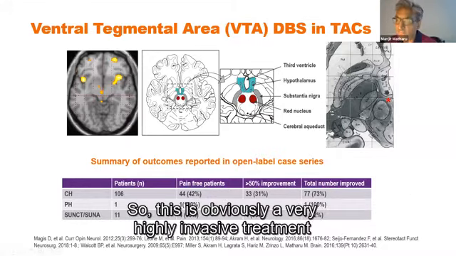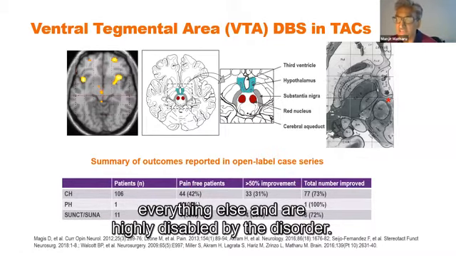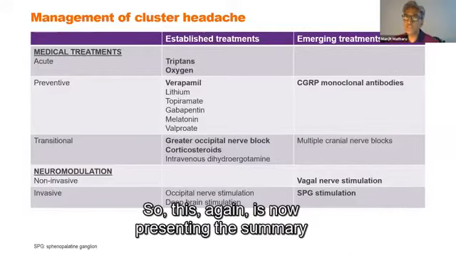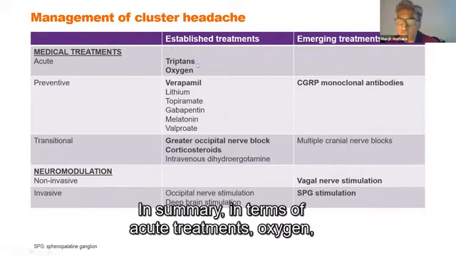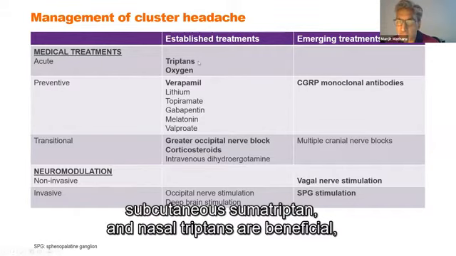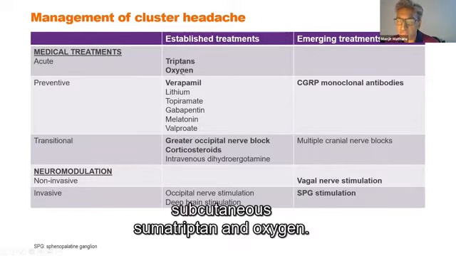So this is obviously a very highly invasive treatment that you would only want to do in patients who have failed everything else and are highly disabled by their disorder. So this, again, is now presenting the summary that I had started off with. In summary, in terms of acute treatments, oxygen, subcutaneous sumatriptan and nasal triptans are beneficial, and the agents of choice are really subcut sumatriptan and oxygen.